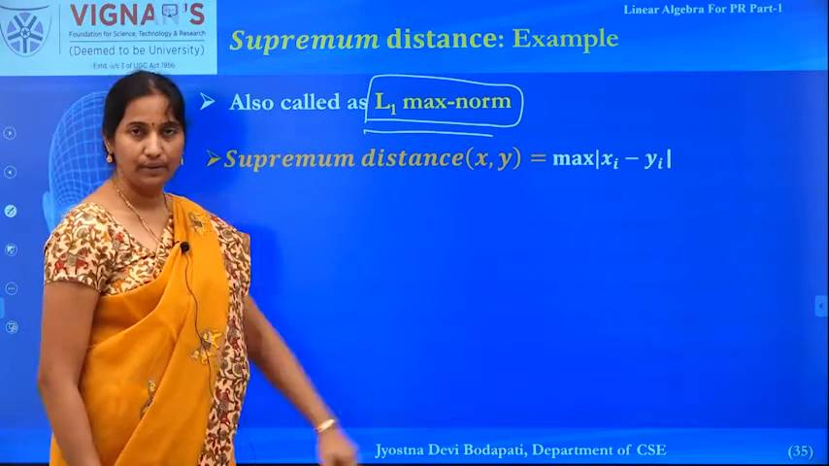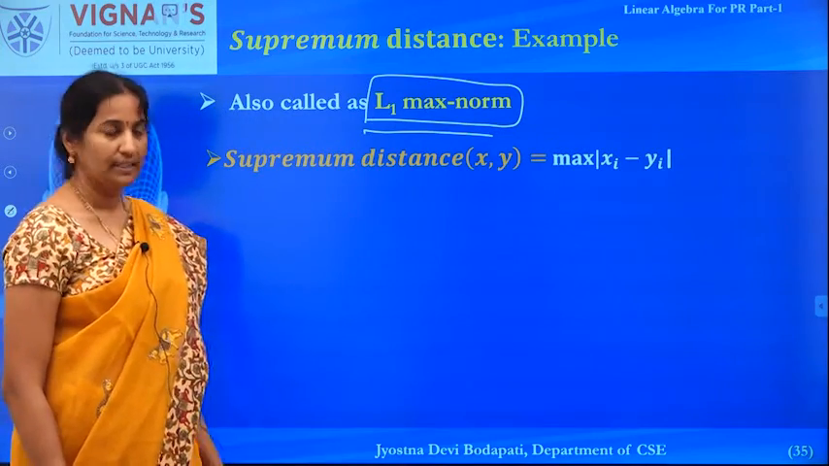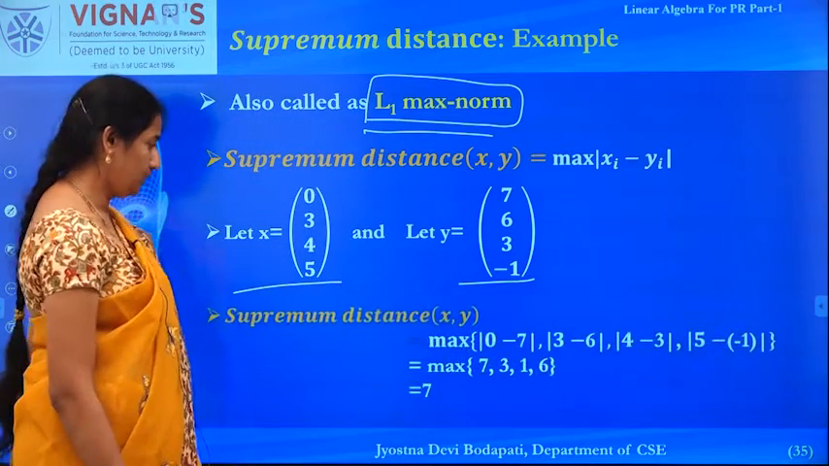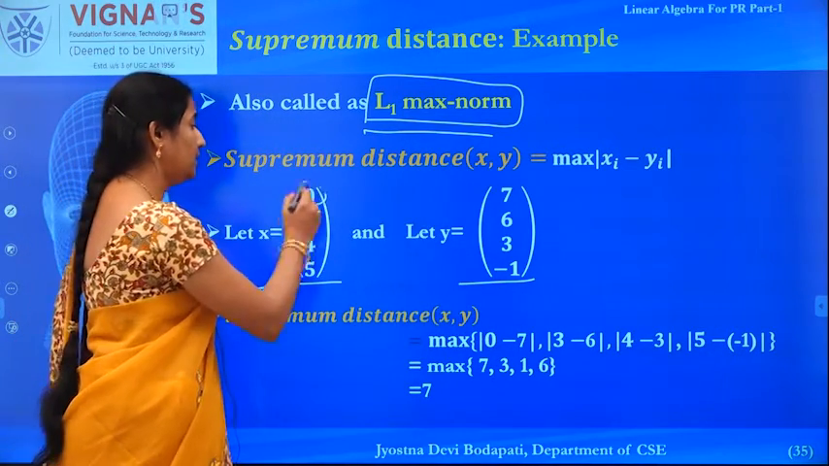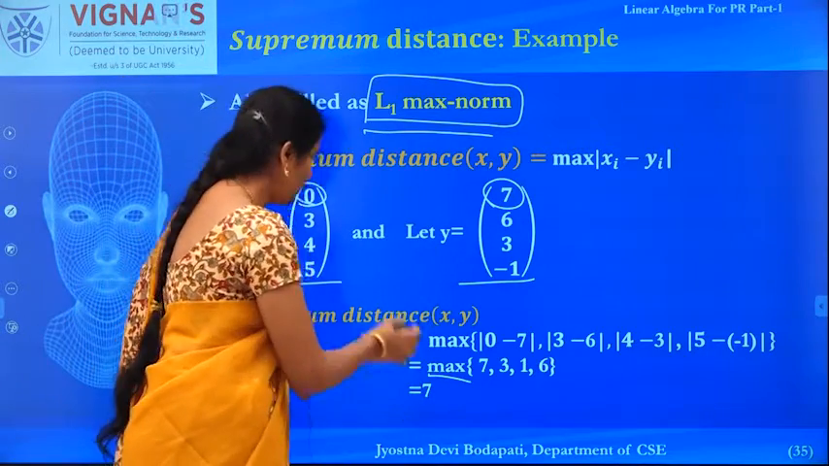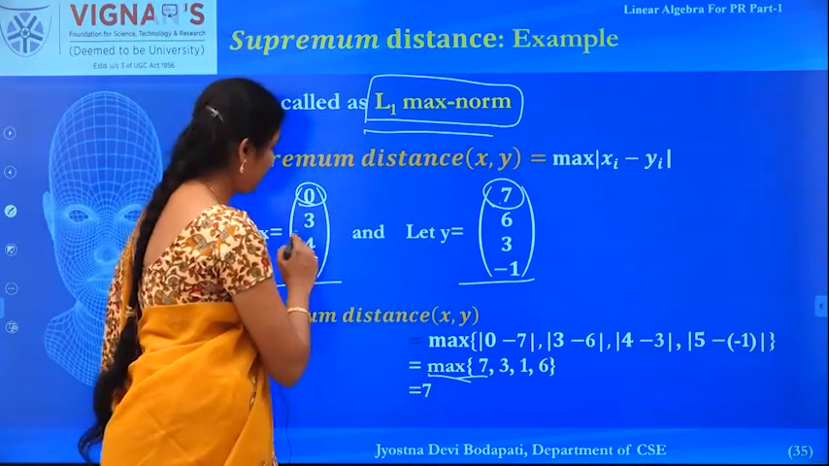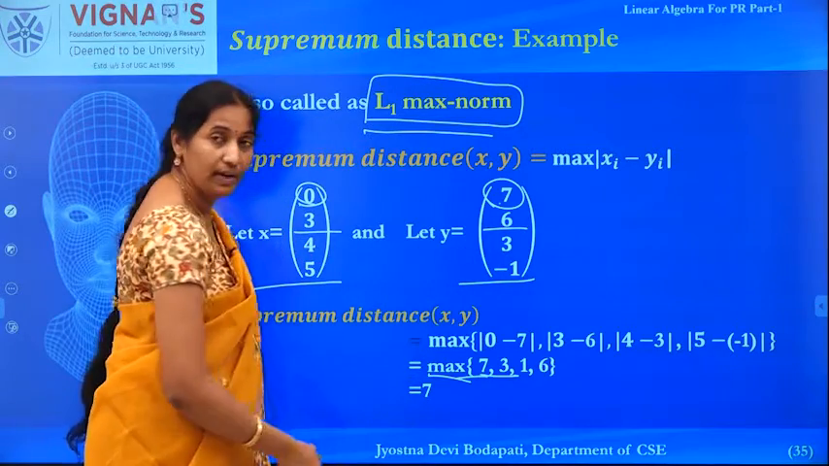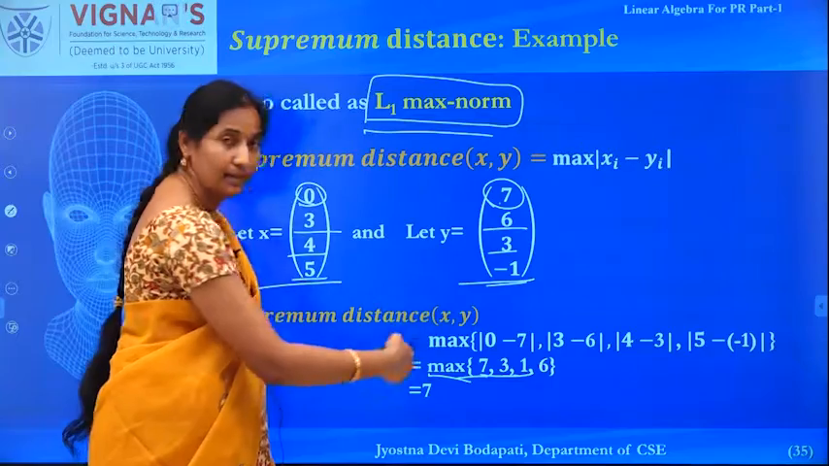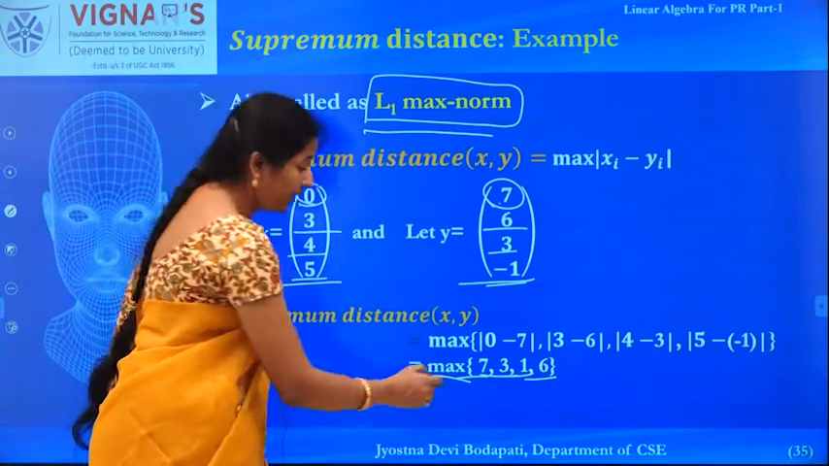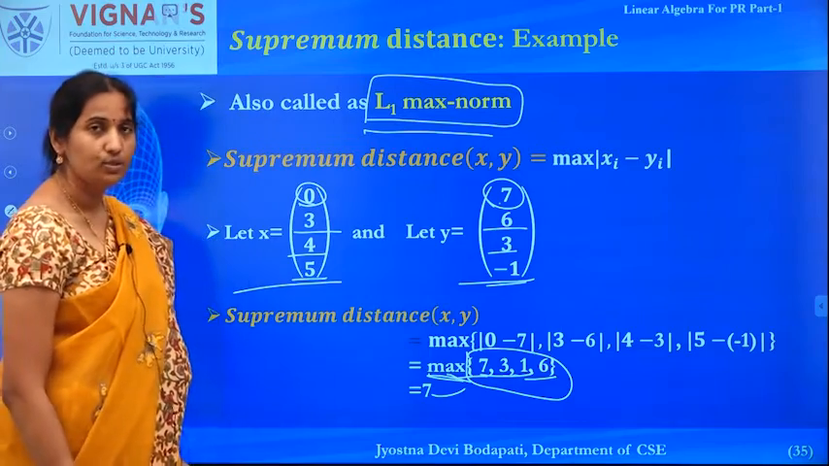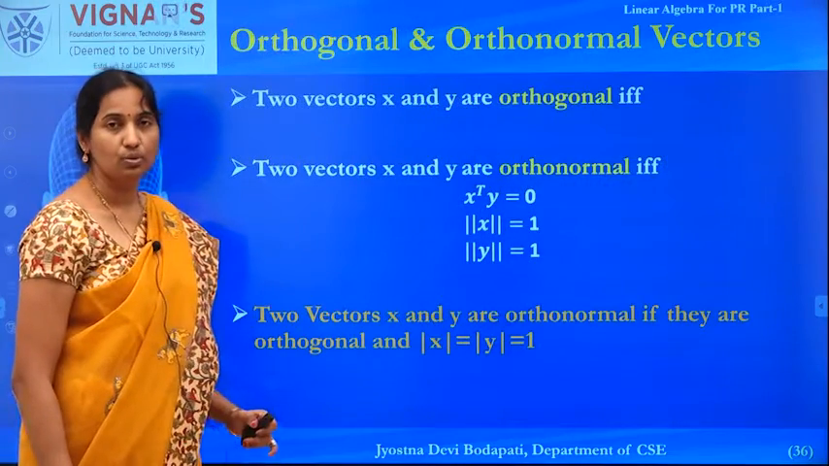So, this is the formula that we have seen that can be used, and now given these vectors x and y, how do we compute the supremum distance? You just take the absolute difference between the corresponding elements and take the maximum value. So, the absolute value of 0 minus 7 is 7, of 3 minus 6 is 3, of 4 minus 3 is 1, and of 5 minus 1 is 6. Among these elements the maximum is 7. So, 7 is the supremum distance between the two vectors x and y.